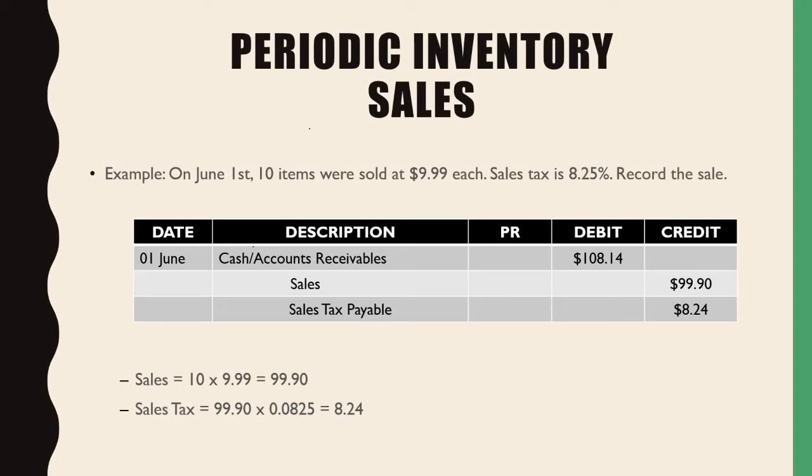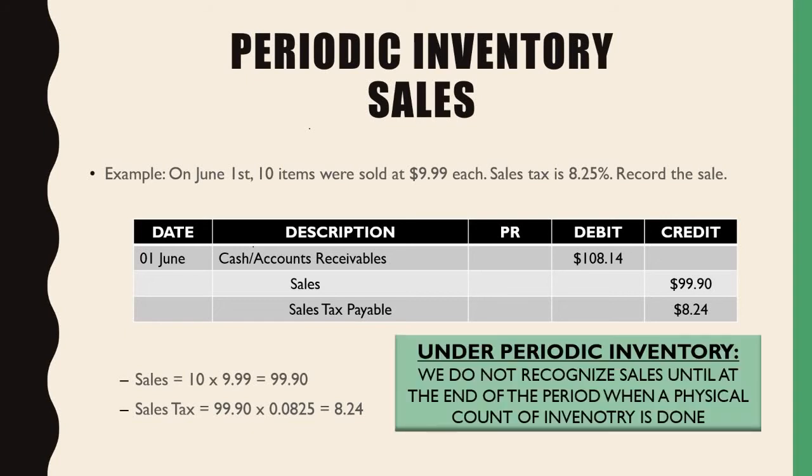No. Because that is it for 6.1. Right? Now, here's a little note that we're going to be understanding here: under the periodic inventory, we do not recognize or care about sales or calculating the cost of goods sold when we're dealing with periodic inventory. Because why? Because what happens at the end of the given period?